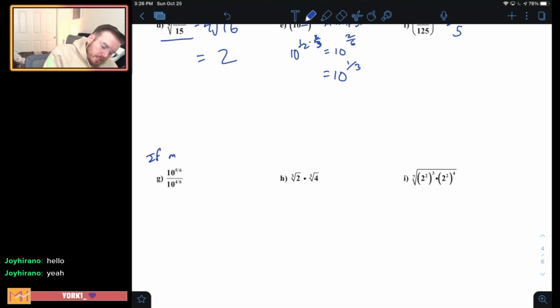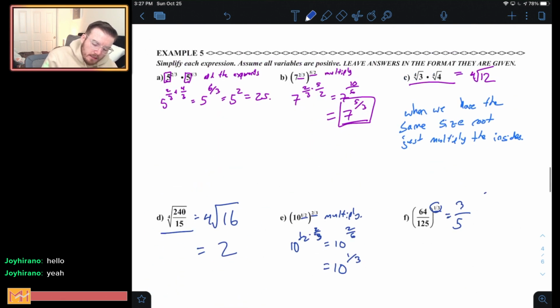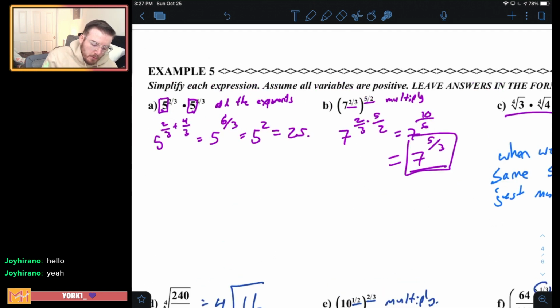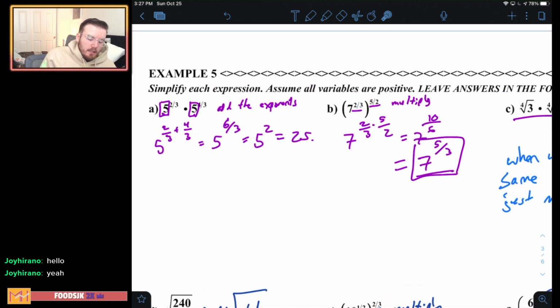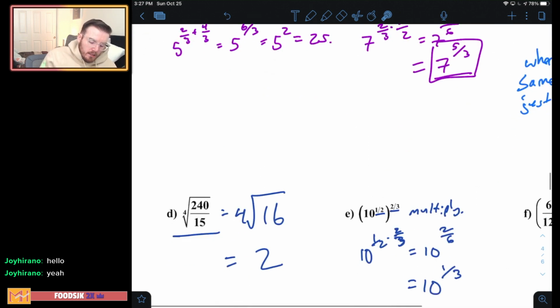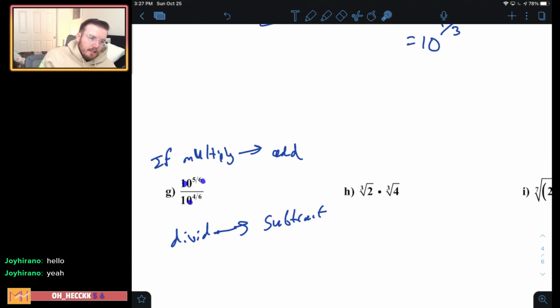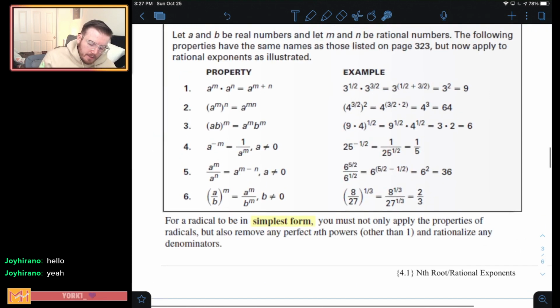If multiplying means you add the exponents, then dividing means you should subtract. Up here, we did 5 to the 2/3 times 5 to the 1/3, or 4/3, sorry, and we added them together. That was for multiply. Well, now if we're going to divide, a fraction is division, right? If we're going to divide, we should subtract. And there's a perfect example right here, right? If we're going to divide two things, then you subtract the exponents.